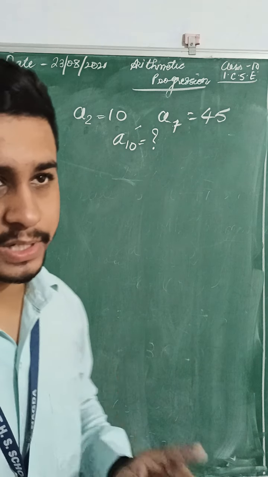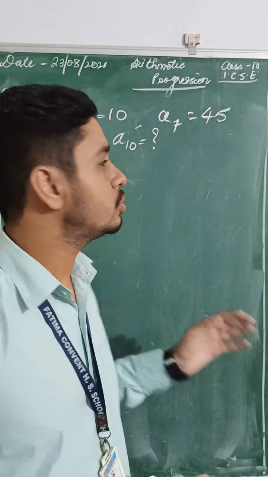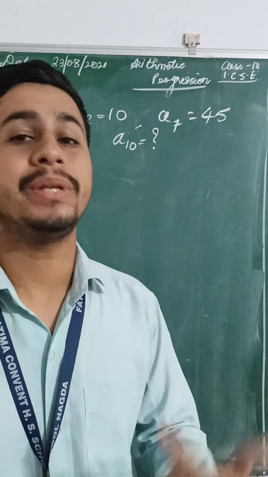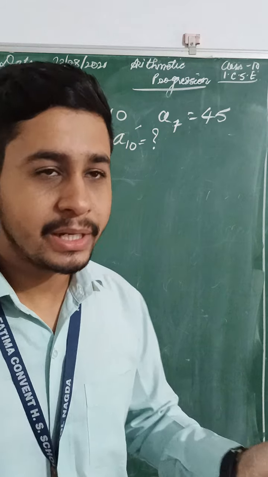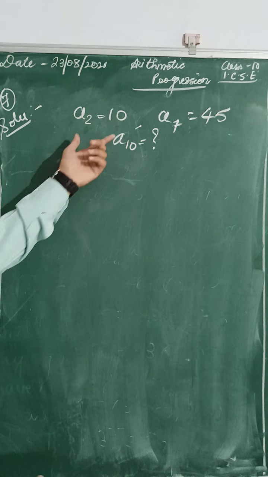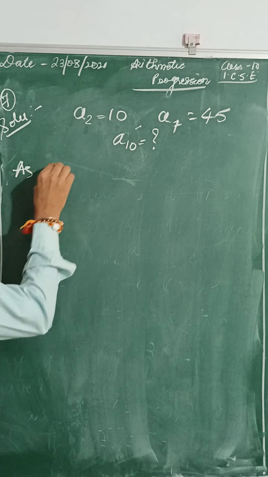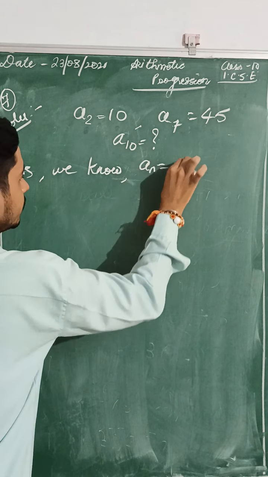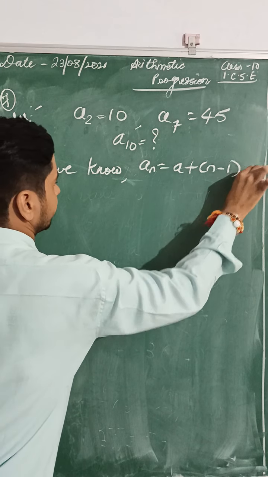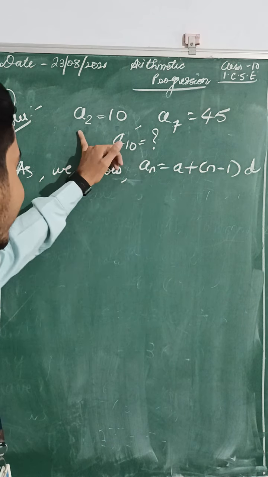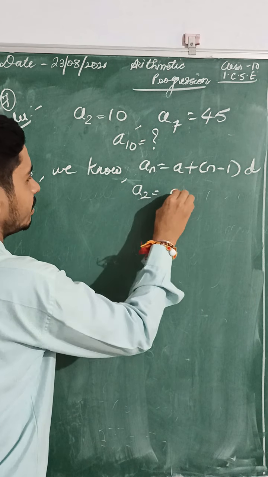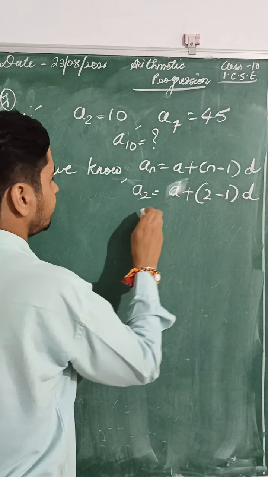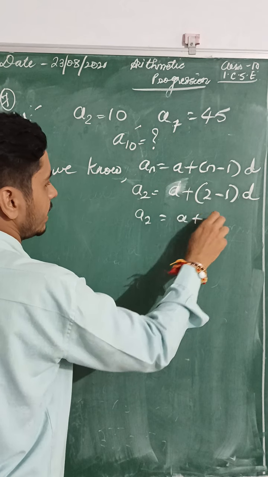Such types of questions can be important because we need to use the elimination method for solving two linear equations. Now how will we get two linear equations? Let's see. As we know, an is equal to a plus (n minus 1) into d. So what will A2 be? It will be a plus (2 minus 1) into d, which is A2 is equal to a plus d.